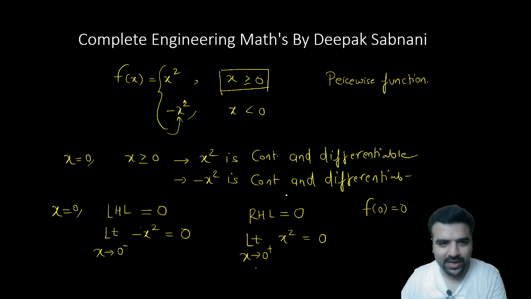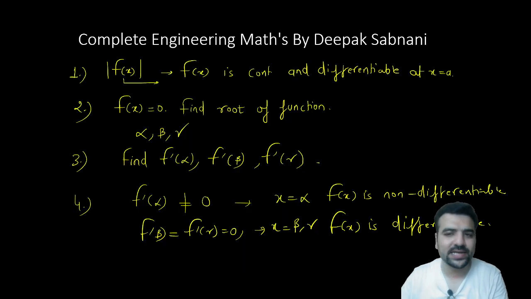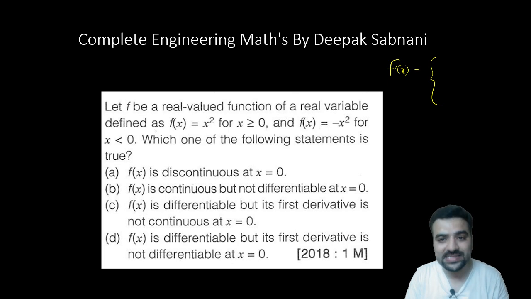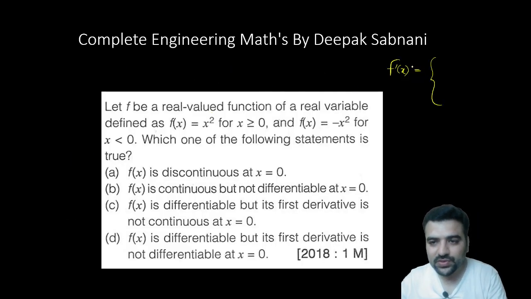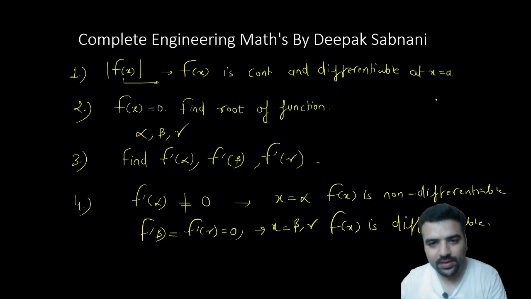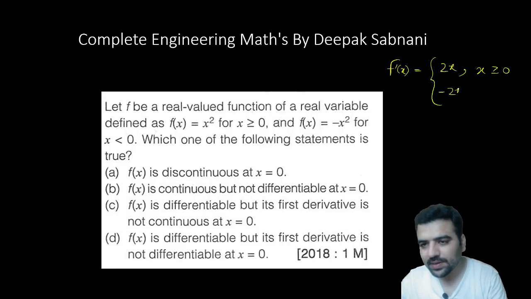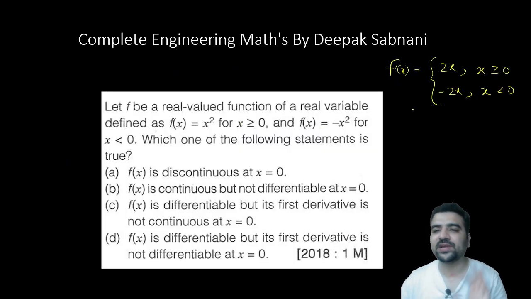So what I'm going to do here, I'll differentiate it. So just take f dash x. If the function is discontinuous at x equal to 0, then it is non-differentiable. But as it is continuous, you can directly differentiate it. So this will be 2x when x is greater than or equal to 0, and minus 2x when x is less than 0. Because it is continuous, I can differentiate it.